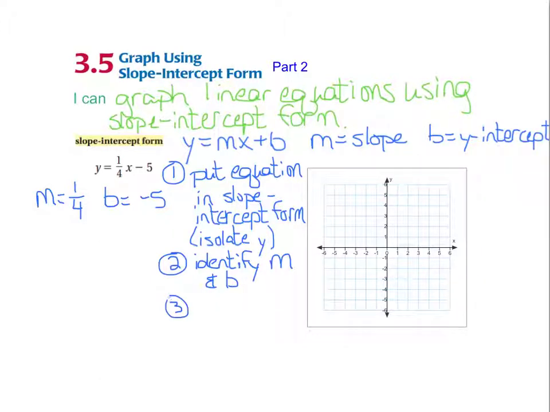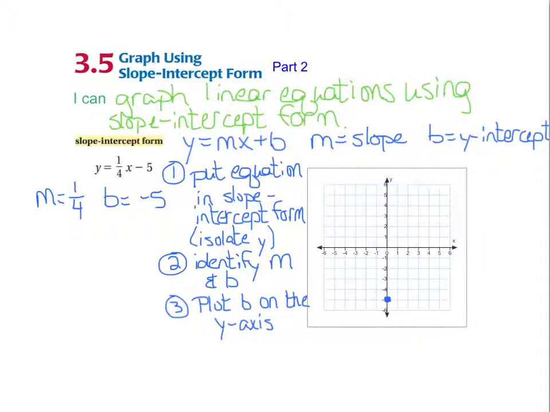Step 3 is plot b on the y-axis. This is important. This is very, very important. b is the y-intercept, so it goes on the y-axis. Okay, so b is -5. So on the y-axis, I'm going to plot a point at -5. Okay, it goes on the y-axis. One of the biggest mistakes will be people putting this on the x-axis, so make sure you're paying attention.